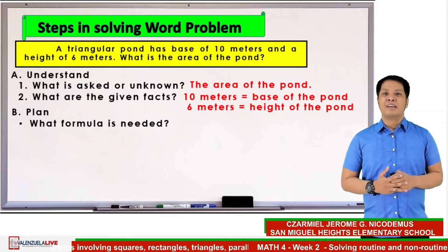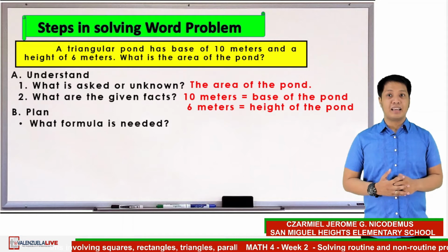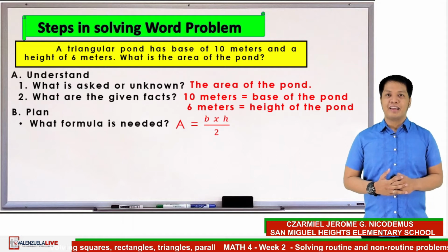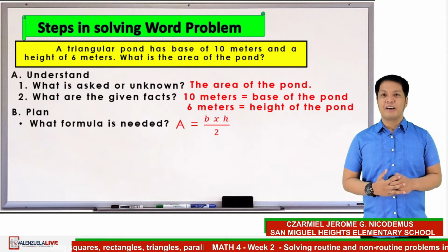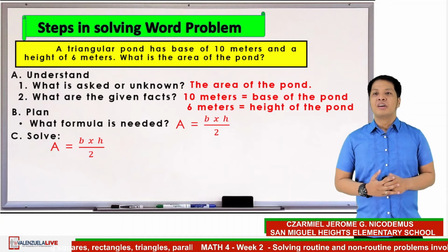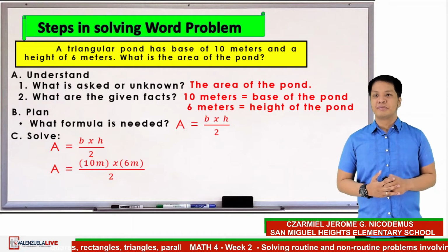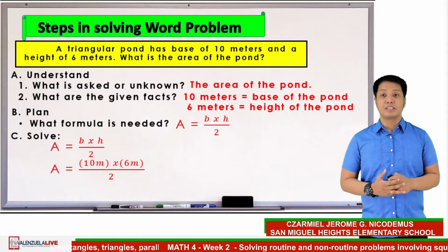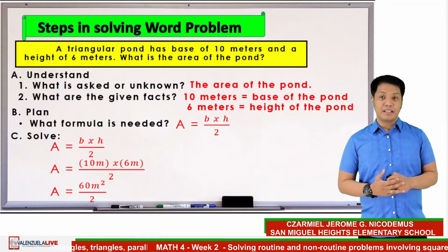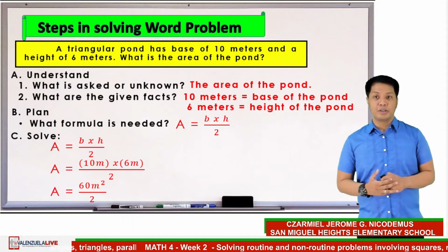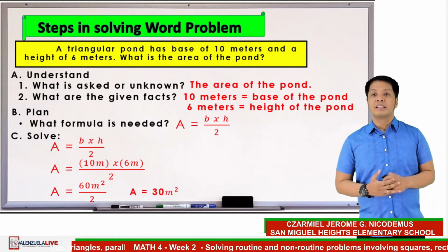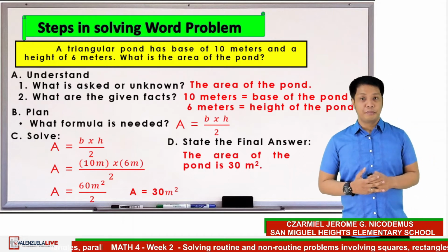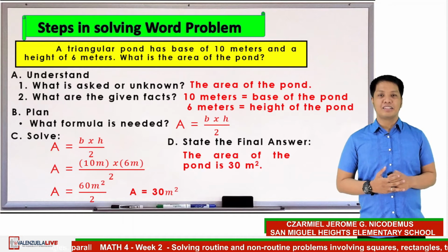Plan. Because the shape of the pond is a triangle, this will be the formula: A equals base times height divided by 2. Let us solve this problem. So 10 meters, which is the base, times 6 meters, which is the height, then divided by 2. So 60 meters squared divided by 2 is 30 meters squared. So the final answer will be the area of the pond is 30 meters squared.